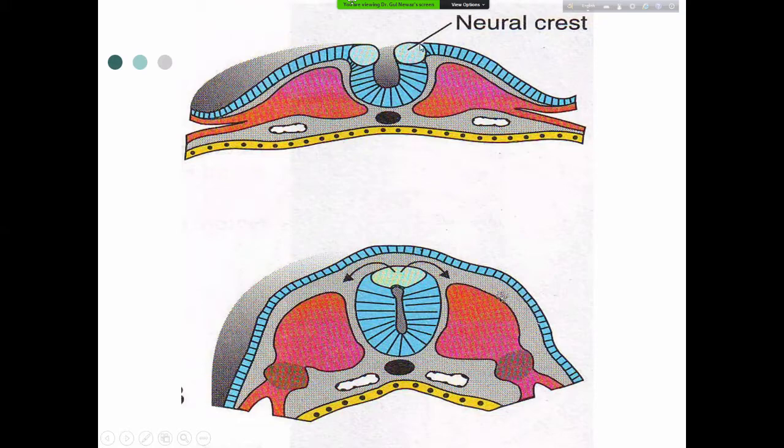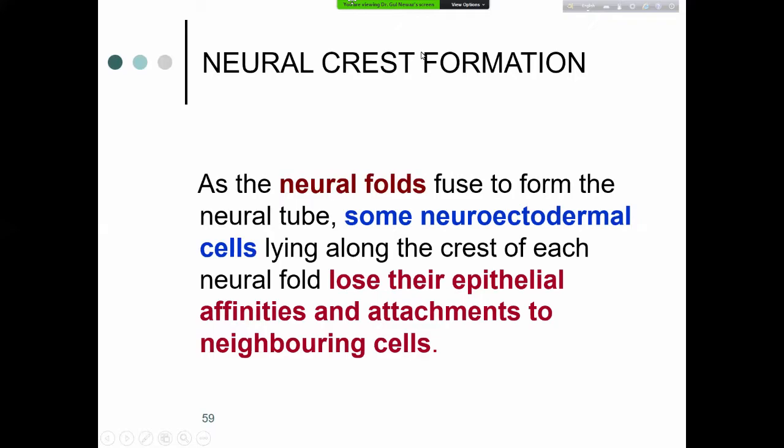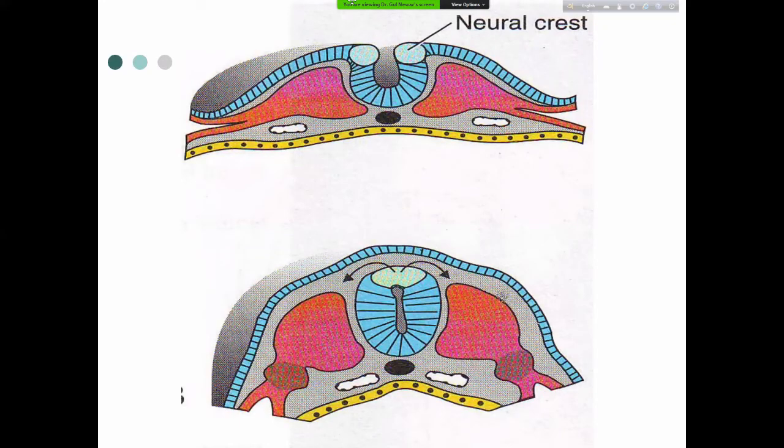To be epithelial cells, the cells must be close together, because you have learned from histology that one of the criteria of epithelial cells is that they lie close to each other. So what is neural crest? This is now known as neural crest. The neural folds fuse to form the neural tube. Some neuroectodermal cells lying along the crest of each neural fold lose their epithelial affinities and attachment to neighboring cells. So one of the criteria of epithelial cells is that they are close together, and these cells detach from here.